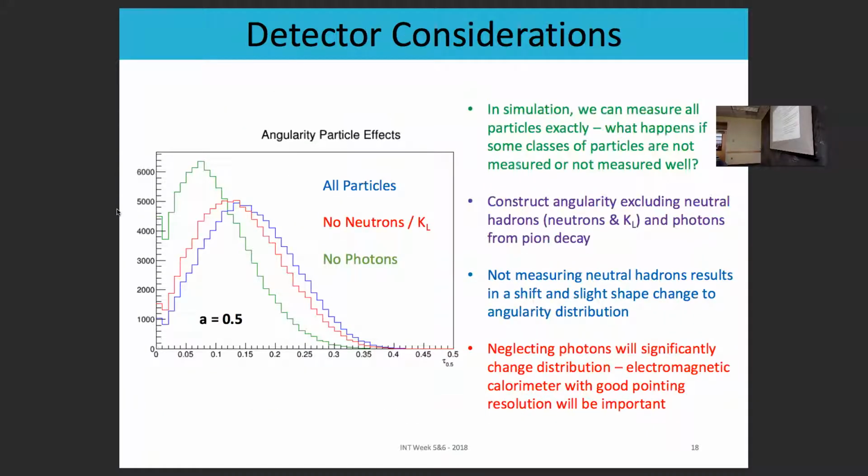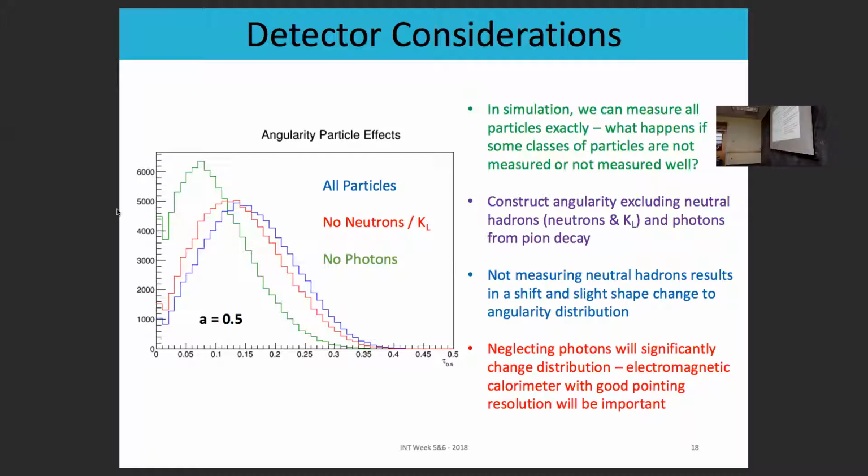Another thing, being more of an experimentalist, I should say something about the detector. Of course, this is all being done at particle level, so I know exactly what's going into my jet from PYTHIA. I know the exact 4 vectors. But of course, that's not what we detect.